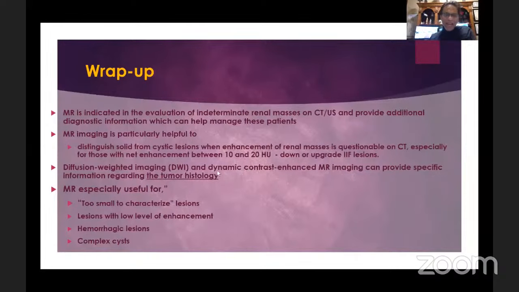Diffusion-weighted imaging and dynamic contrast enhanced imaging can provide specific information regarding tumor histology and staging. MR is especially useful for too small to characterize lesions. There are not going to be any lesions which are too small to characterize on MRI, lesions with low level of enhancement, hemorrhagic lesions, and complex cysts.